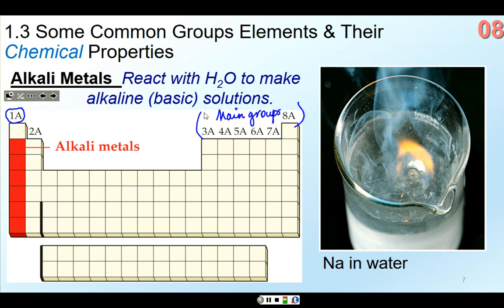So 1A is the alkali metals. Why alkali? Because when they react with water, they make basic solutions. Another word for basic is alkaline. Sodium would be the third square down in that chart, in that group here. It reacts very violently in water and makes a flame. Other alkali metals do something similar, and that's characteristic of that group.